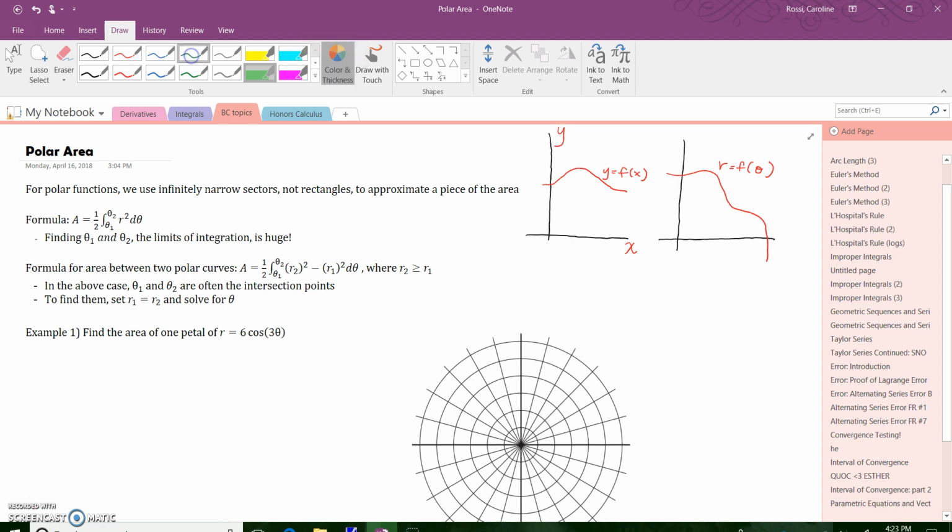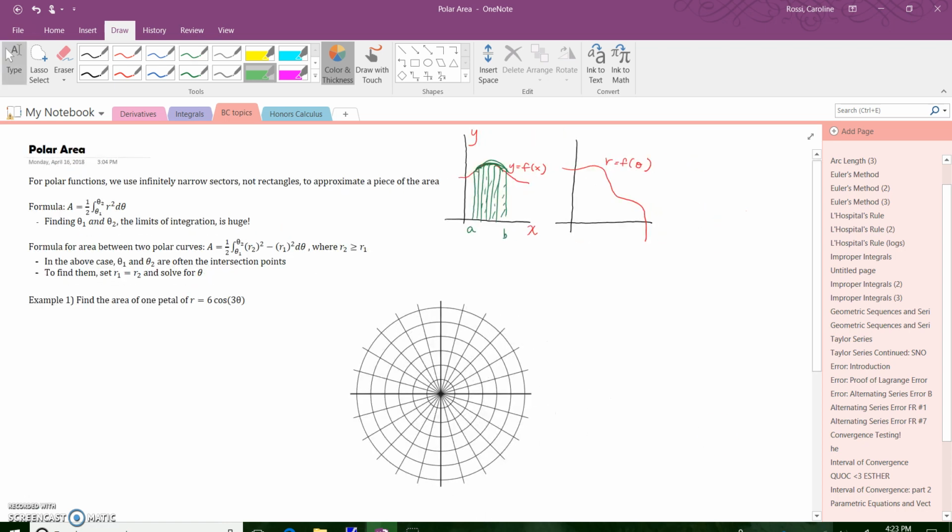So I want to briefly remind you about the difference between area under a function in the Cartesian xy plane, where we split up the total area from A to, let's say, B into infinitely many rectangles, and added up all those rectangle areas to approximate the actual area under the curve. If we're in polar, we don't have an A and B left and right. We're going to have a theta 1 and a theta 2. Keep in mind, theta 1 is this rotation, and theta 2 is that rotation.